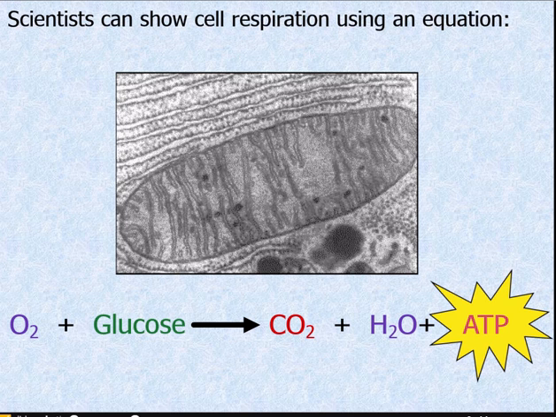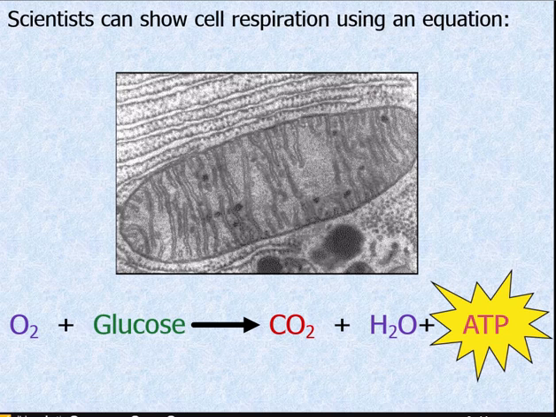Brilliant. Okay, now scientists can show what's happening inside the mitochondria, this process called cell respiration, using an equation. If you look down below, it says oxygen plus glucose, so those are the two things that are brought into the mitochondria, make, well, a little side product, carbon dioxide. We talked about this earlier. Carbon dioxide is a waste product.